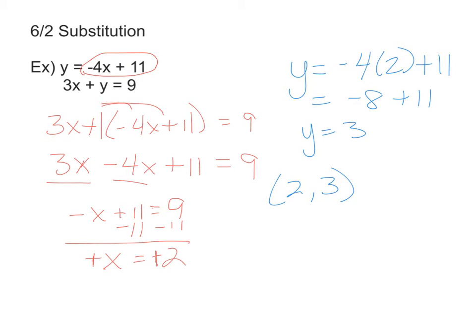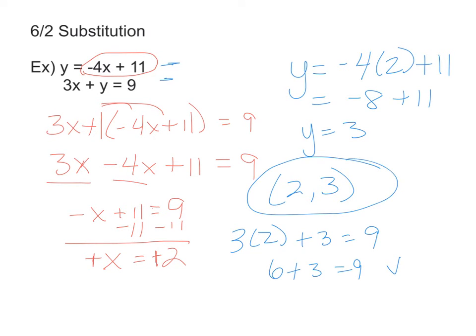And again, if you want to check it, you can check it two ways. You can graph both of these equations and see where they cross, and that point should be 2, 3. Or you can plug this back in for your original equations. If I plug 2 in for x, obviously in the first one I already know negative 4 times 2 plus 11 equals 3. But then I can also check the second one, 3 times 2 plus 3, that does equal 9. So I know that's good, so I know that is my final answer.